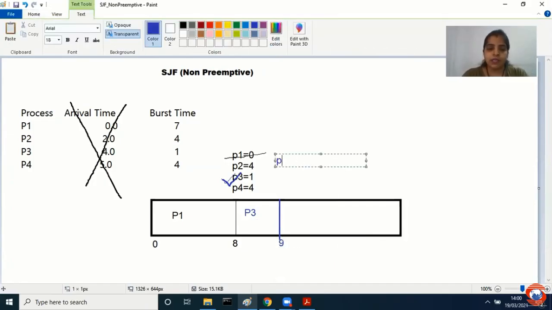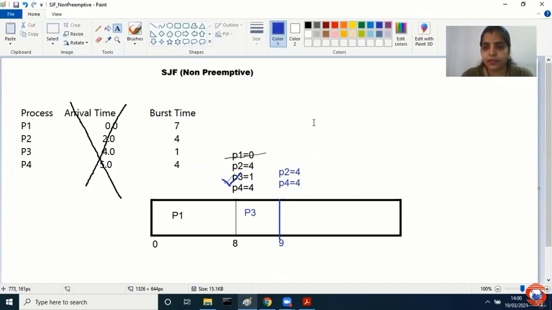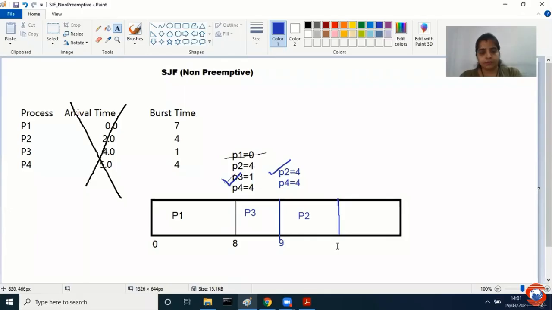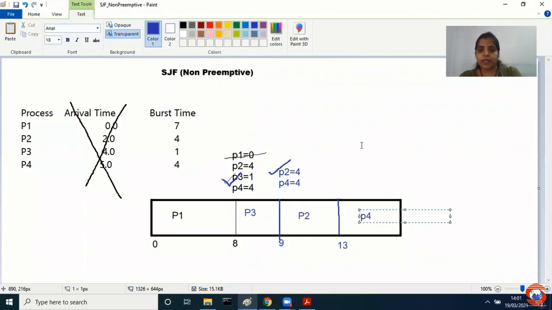Can I say अब remaining is P2 is 4 and P4 is 4. These are the remaining processes, everyone. Now, in this scenario, P2 और P4 में से shortest कौन सा है? कोई भी नहीं, दोनों same burst time के हैं. So the one who came first, P2, will get the chance first. So P2 will get up to 9 plus 4 is 13. And P4 will get up to 4 more, that is 17.